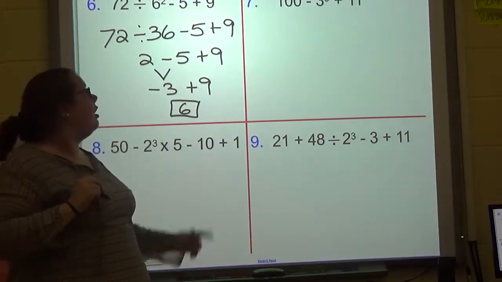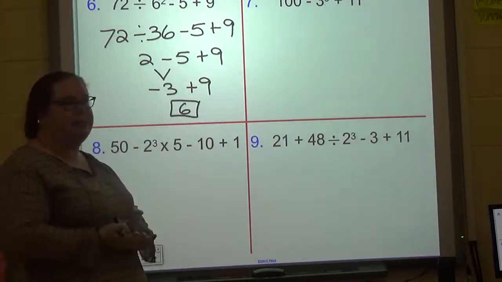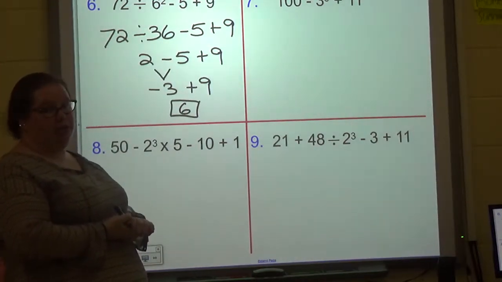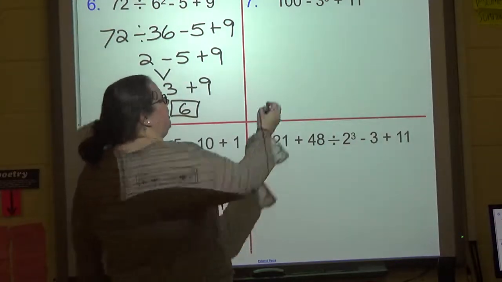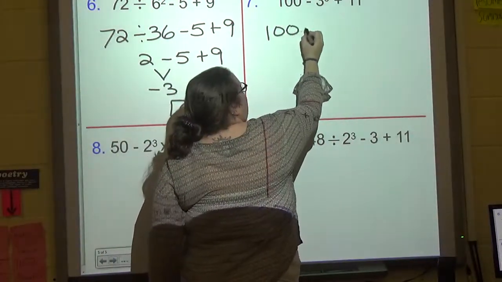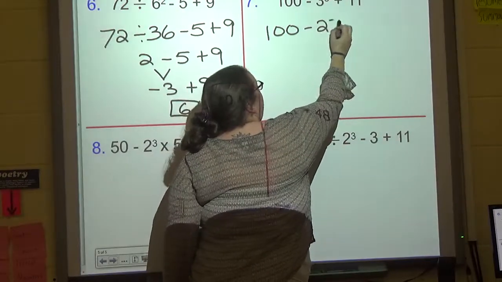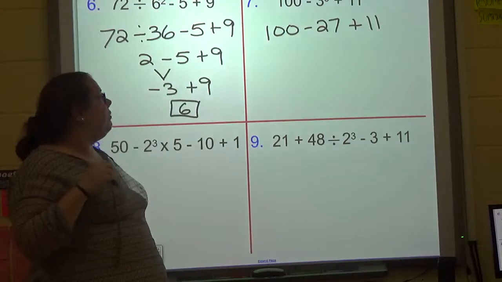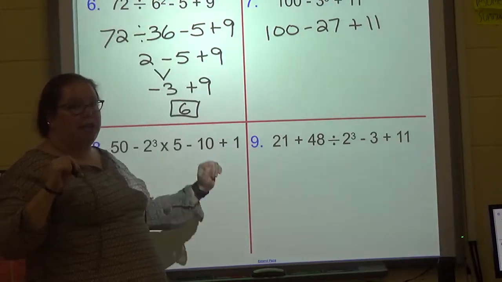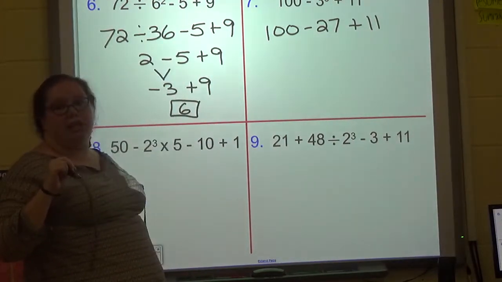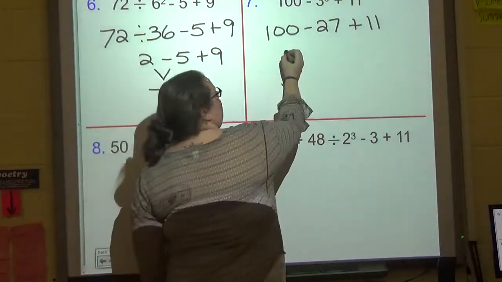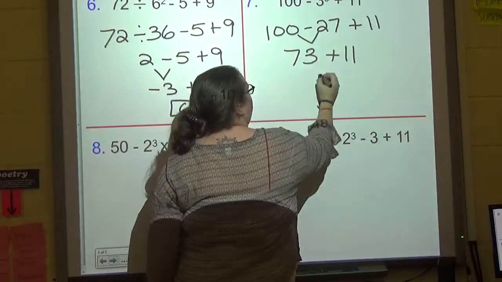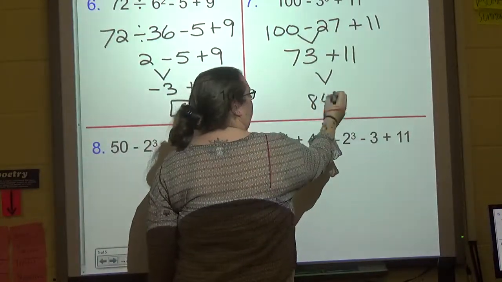Done. Number 7. Again, exponents first. 3 to the third. 3 times 3 times 3. 27. Be careful. It is not 9. 3 times 3 times 3 is 3 to the third. Left to right, not addition first. 100 minus 27 is 73. Plus 11 is 84. Done.